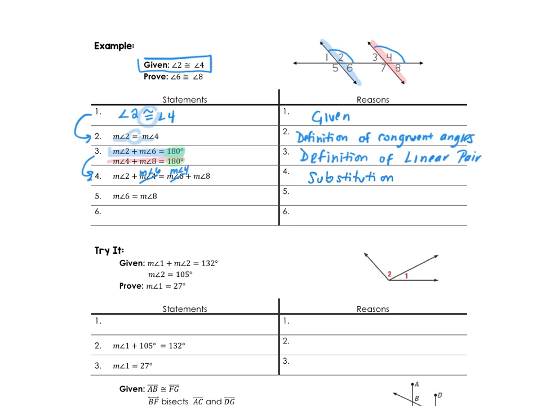Okay, to get from step 4 to step 5, notice that the measure of angle 2 disappears and the measure of angle 4 disappears. And here's what happens. Since angle 2 is equal to angle 4, we're going to subtract the measure of angle 2 from this side, and we're going to subtract the measure of angle 4 from this side. So to get to step 5, which says the measure of angle 6 is equal to the measure of angle 8, we would use subtraction.